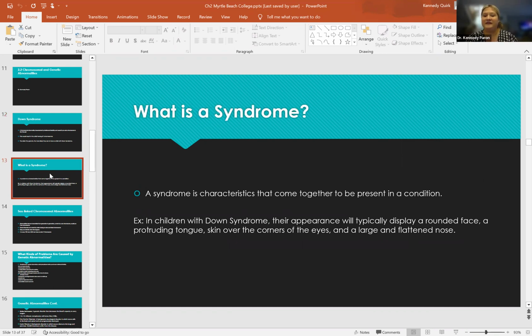A syndrome is something that has characteristics that come together to be present when somebody has a certain type of condition. For example, when somebody has Down syndrome, they typically have a round face, a tongue that sticks out and protrudes, especially when speaking, skin over the corners of their eyelids, and a large flattened nose.